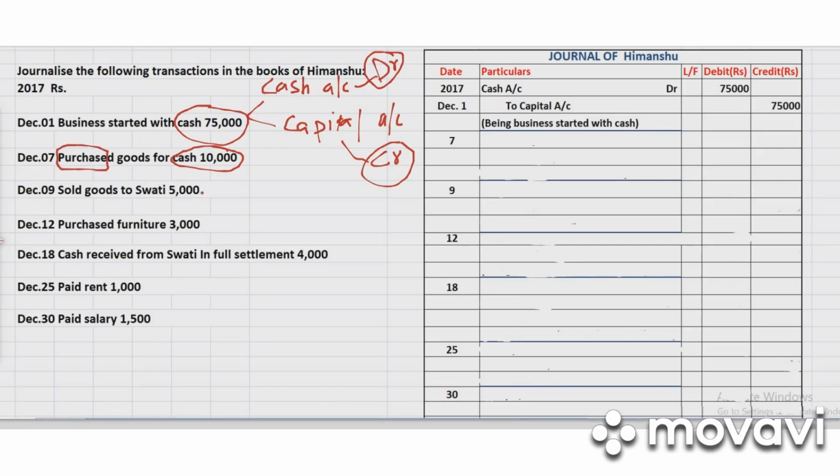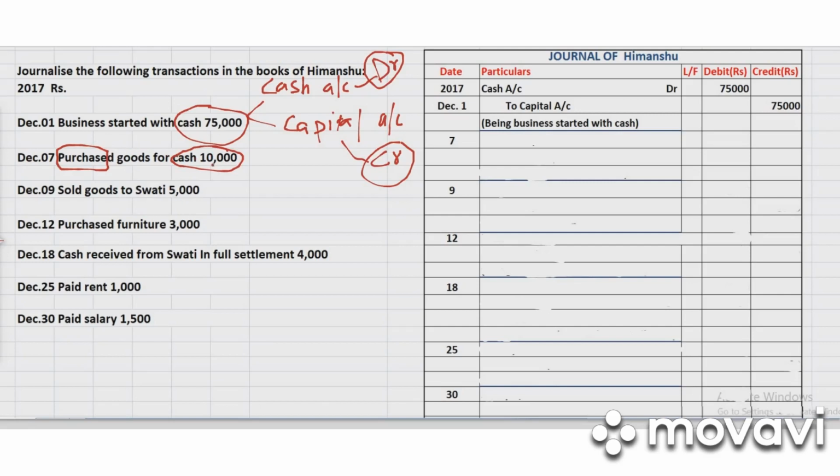We will not write goods. Actually it is goods, but we don't write goods. Why? If we write goods, then we may not get an idea whether goods were purchased or sold. For sale also there are goods, for purchase also there are goods. So to avoid confusion, we write specifically: for purchase you write purchase, for sales you write sales. So purchase is one account, cash account is another account.